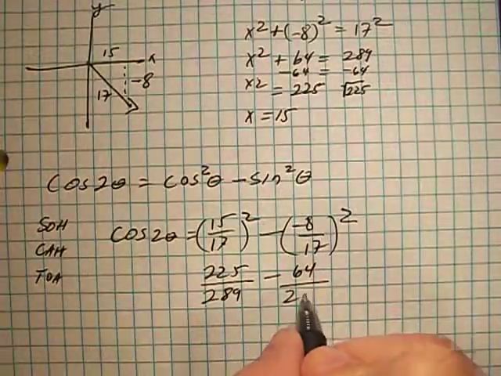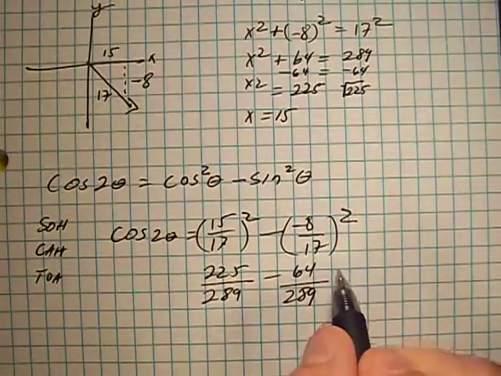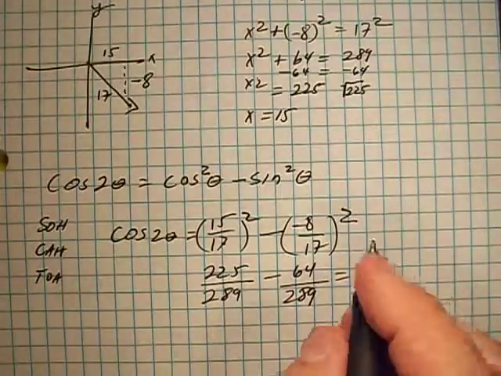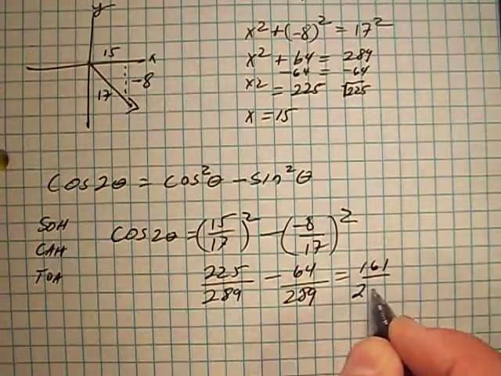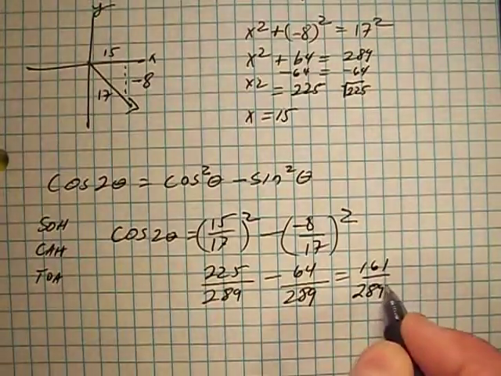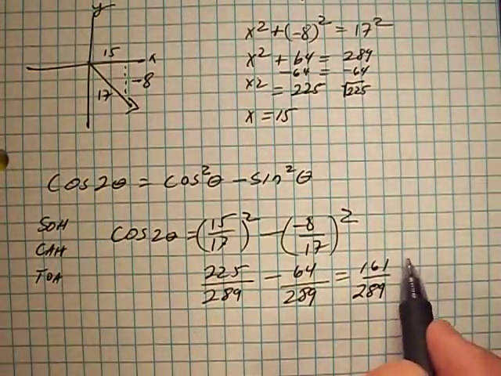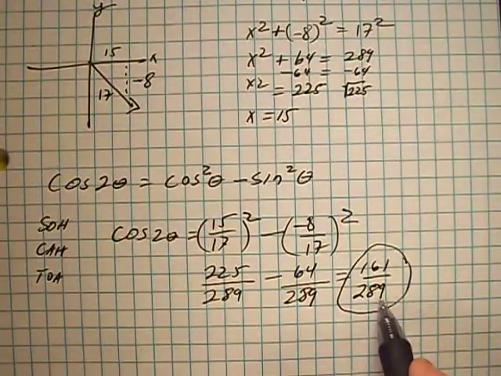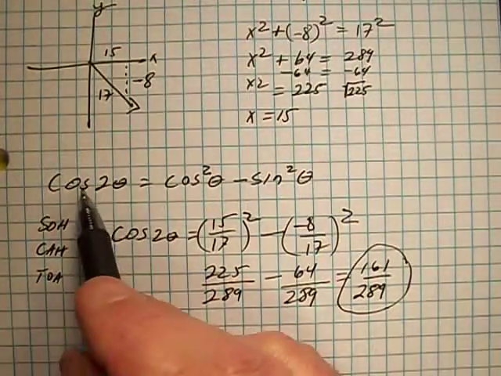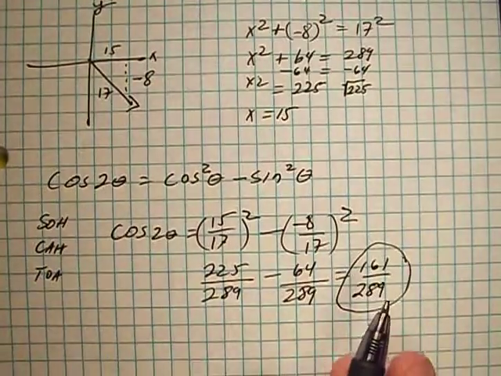17 squared is 289. 225 minus 64 is 161. 289 is our denominator. Cosine 2 theta is 161 over 289. So that's the answer that we were looking for.